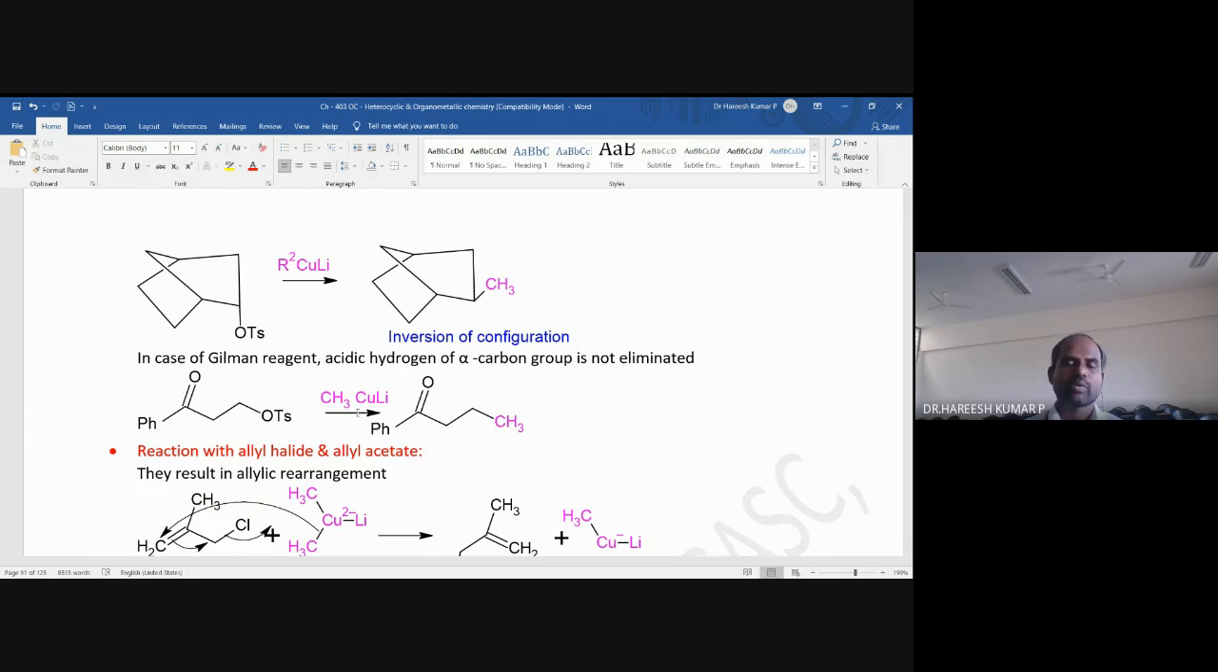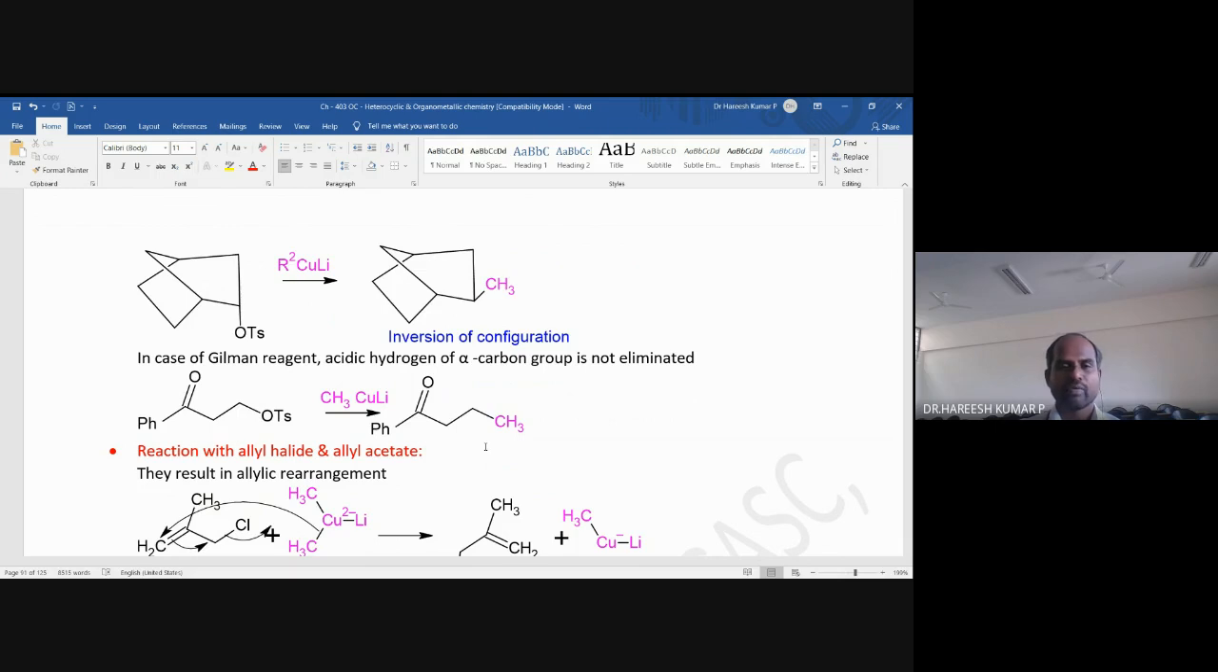Lithium diisopropyl amide is a base but not a nucleophile. The dialkyl lithium cuprate is a nucleophile but not a base, because it does not abstract the proton. So what is happening here? There will be a new bond formation between the methyl group of the copper and the tosylate-attached carbon. The tosylate is going out, it's a leaving group. So this is what are called substitution reactions.